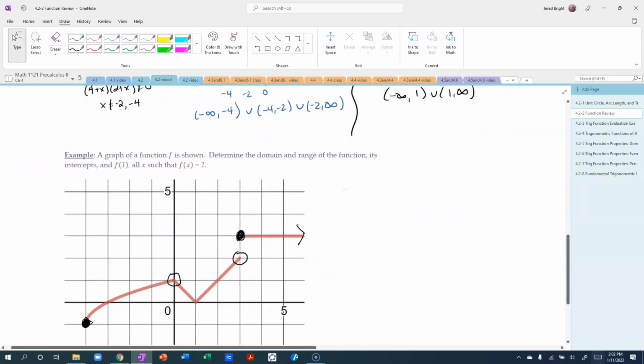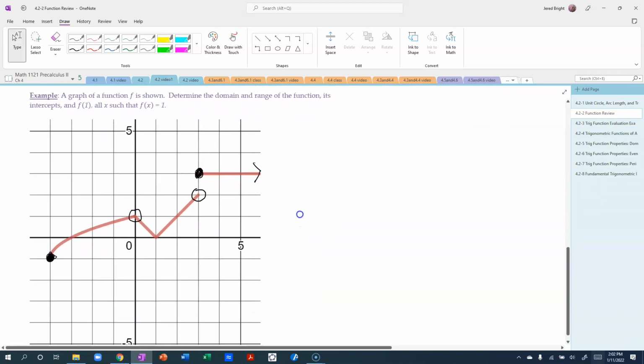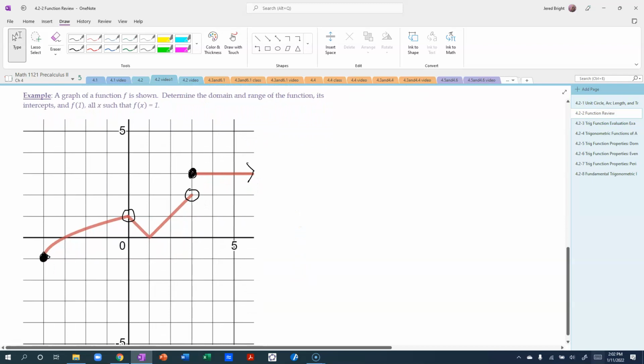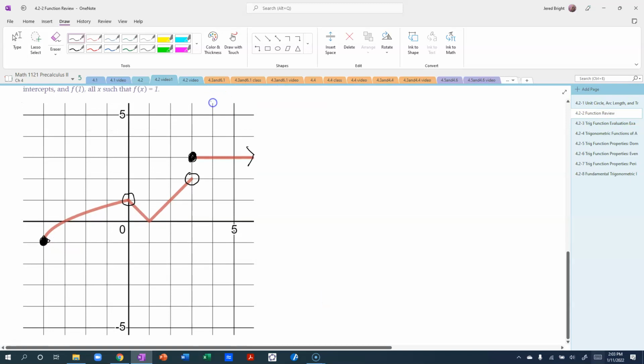Okay, now, sometimes we can represent a function or a relation in graphical form, okay? And so this graph that is shown is a function, so it satisfies the vertical line test, and it says determine the domain and range, right?